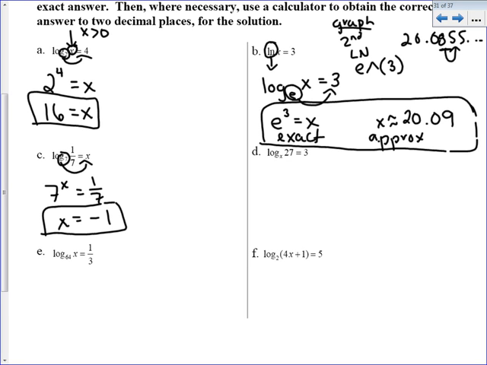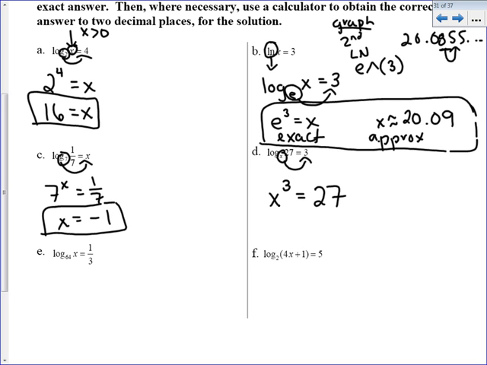And then D, log base x of 27 equals 3. So this is the last place I could put the x, which is for the base. So what does my exponential start with? x. Sorry, log base x of 27 equals 3. All right, so we start with our base, other side. So x to the third equals 27.